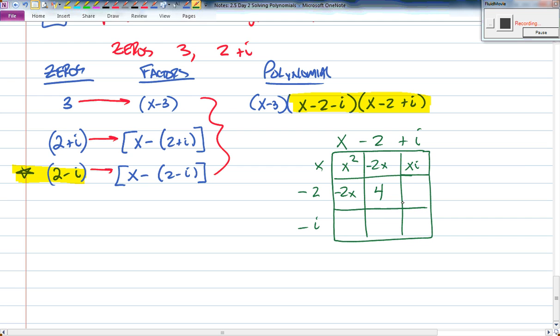Does anyone know what I'm doing right now? Okay. Negative 2i. Negative xi. Positive 2i. Is that negative i squared? Okay, good. Let's clean this up a little bit here now. Some of them go away. Yeah, exactly right.